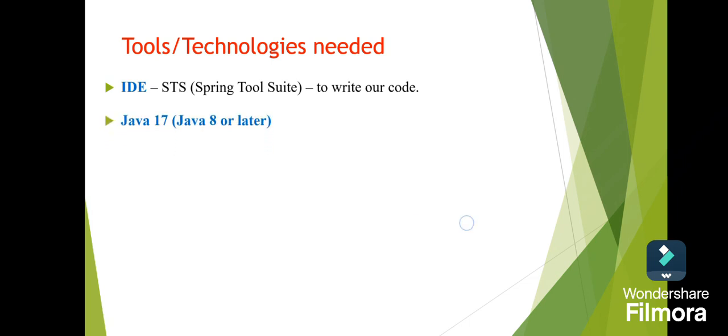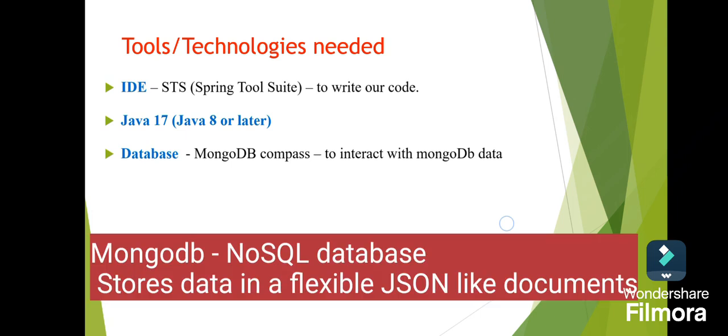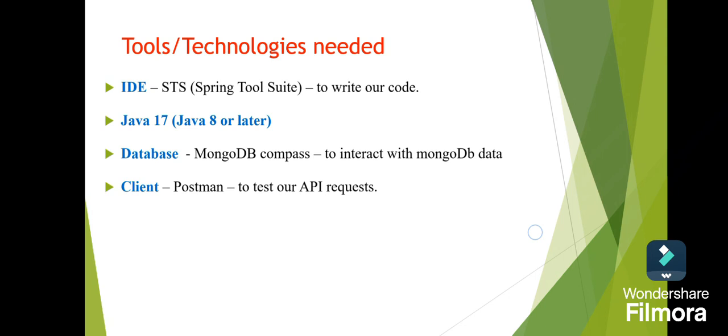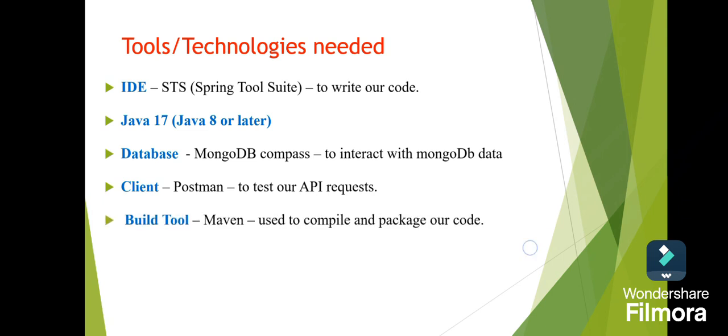Okay, then Java 17. I hope you might have already installed Java. If you have a lower version, try updating that to Java 17. Then database. Since we are using MongoDB, we need something to interact with that, right? So for that we are using MongoDB Compass. Then client. To test our API requests once we are completed, we need some application. For that, here we are using Postman. For build tool, Maven is used.